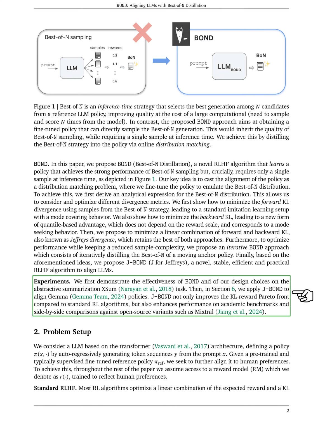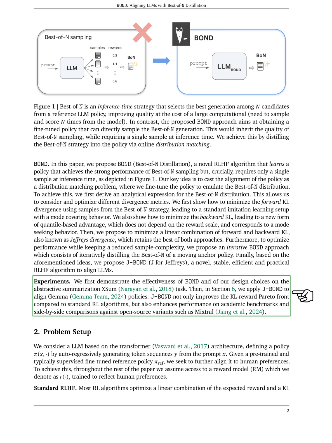Section: The Bond Approach. In this section, we outline the Bond approach, which consists of two primary steps. First, we derive a clear analytical expression for the best of N distribution. Next, we use this expression to frame our problem as one of distribution matching, meaning we aim to adjust our policy to align more closely with the best of N distribution. We also highlight important connections between Bond and standard reinforcement learning from human feedback, RLHF.